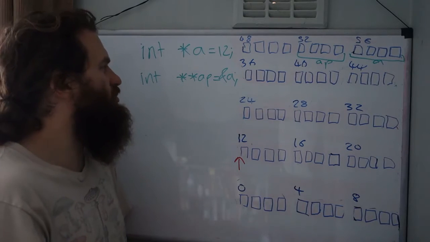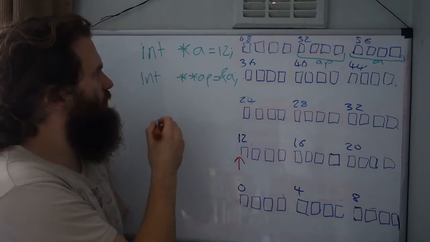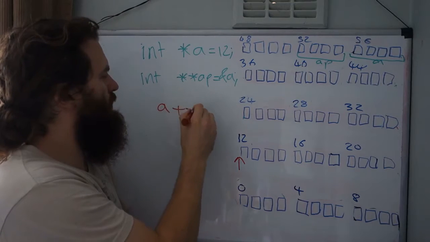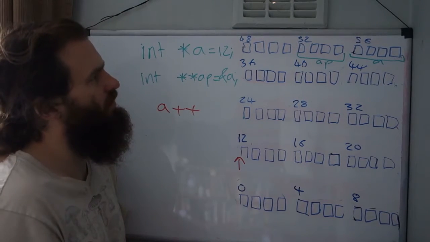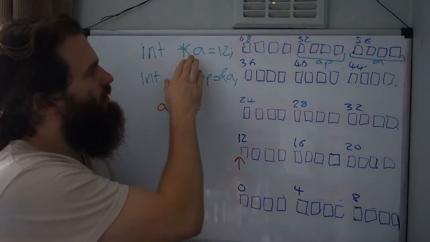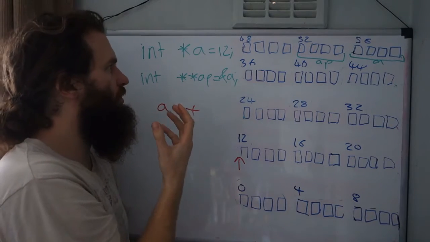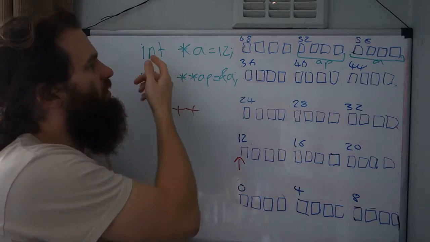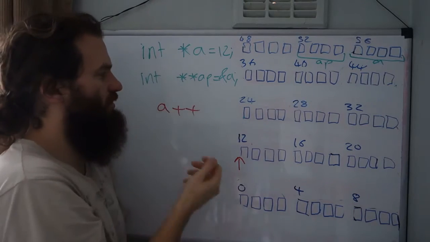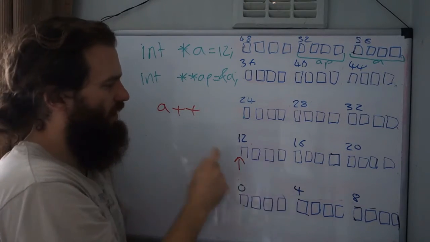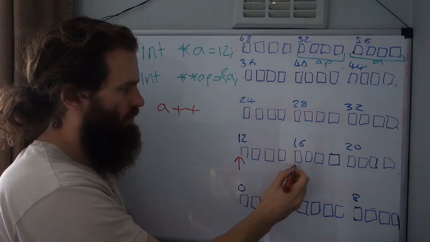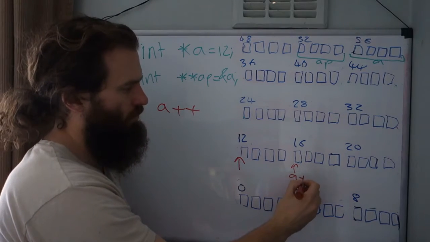When we increment pointers, so if we do a++ to add 1 to a pointer, the pointer will be incremented by the number of bytes which is the size of the pointer type. So an integer has 4 bytes, so if we increment a, we're going to end up here. So this is a plus plus, right?